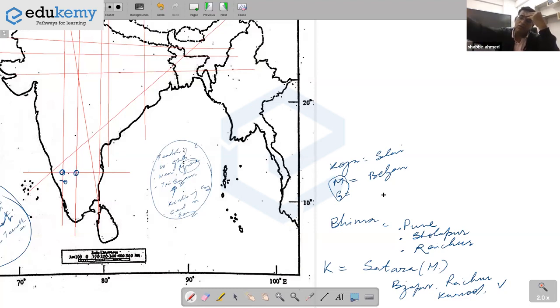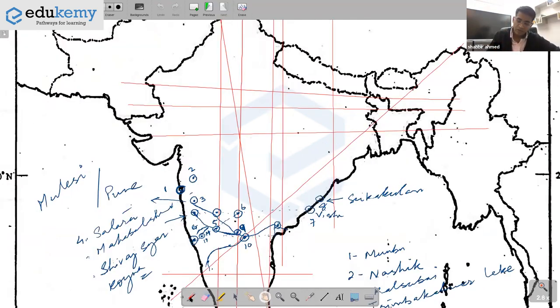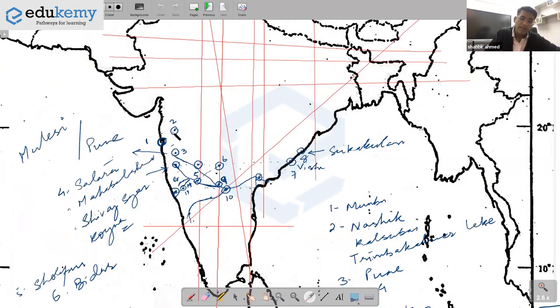Now, what all do we need to mark Tungabhadra? I need to have Shimoga, I need to have Bellary, Hospet, and we need to know again Karnool. This one set, this one set, this one set, Bhima and Krishna. So that's what we have done. So what did we do? Mumbai, Nasik, Pune, Satara, Solapur, Bidar, Panjim, midpoint. This is Bijapur. From Panjim, this is Belgaum.